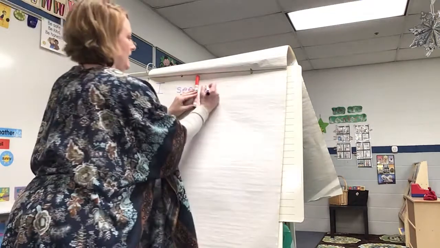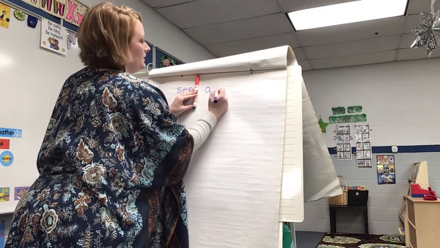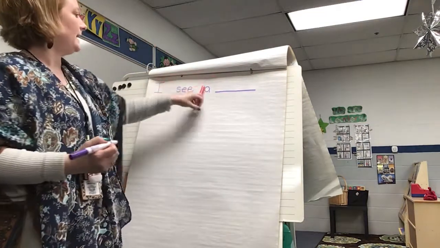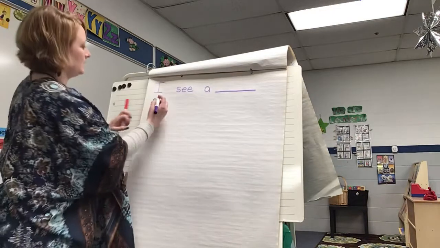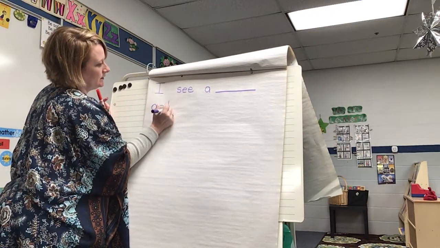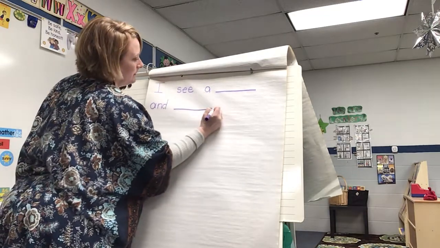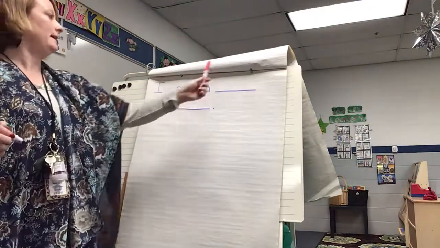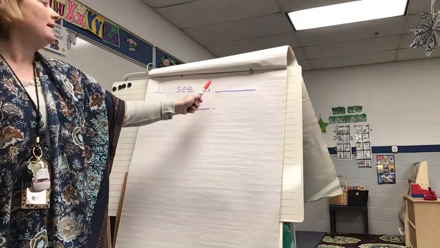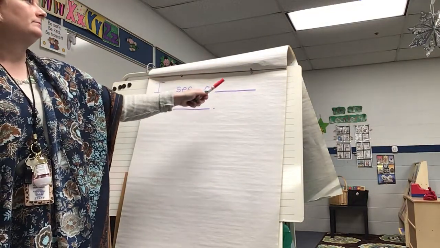to use the word A. And then we're going to write a word here. So I see A blank. And then we're going to write the word and blank. Okay. I see A blank and blank. So maybe I see a cat.